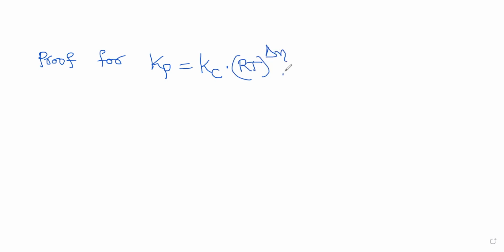So proof for Kp is equal to Kc into RT whole power delta n. So this problem we'll solve now. So this is part 3, chemical equilibrium.